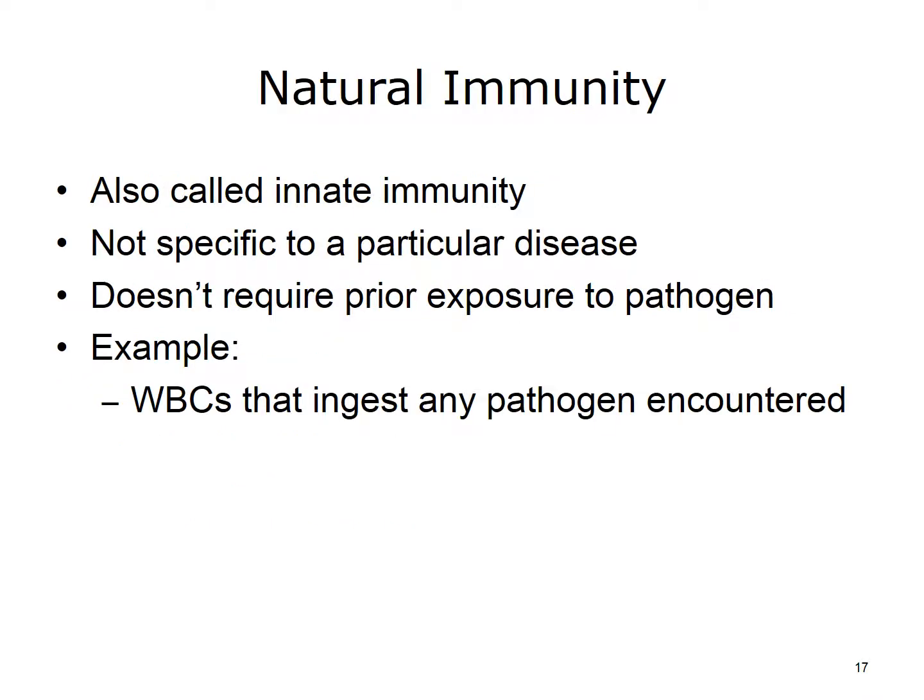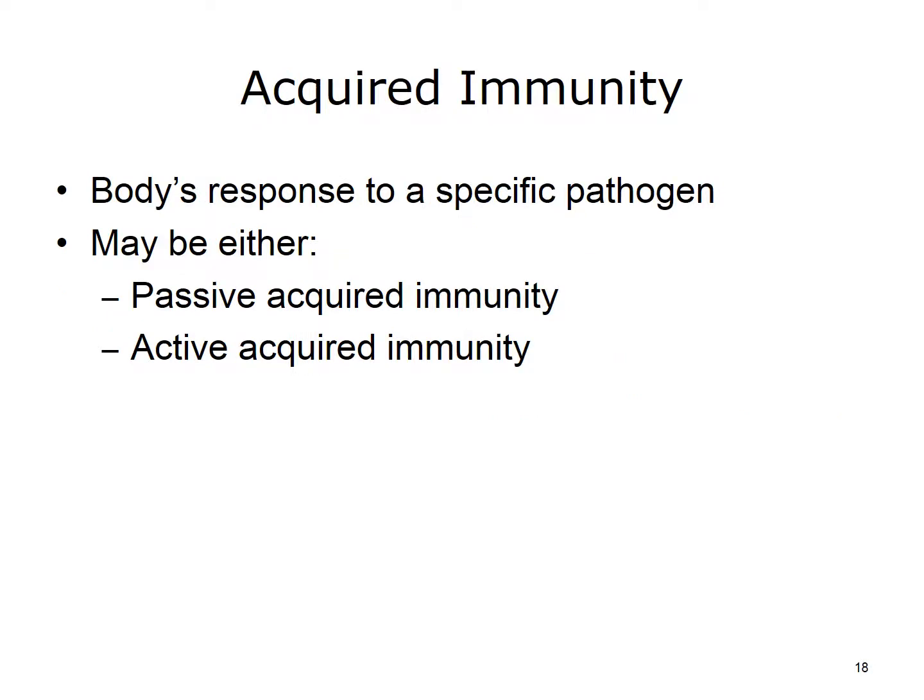Natural immunity is also called innate immunity. Natural immunity is resistance that one inherits from one's parents. It is not specific to a particular disease and doesn't require prior exposure to a pathogen or invading organism. An example of natural immunity is when white blood cells ingest any pathogen encountered. Acquired immunity, on the other hand, is the body's response to a specific pathogen. There are two types of acquired immunity: passive acquired immunity or active acquired immunity.